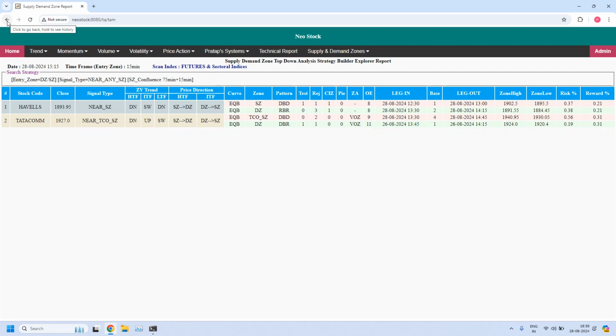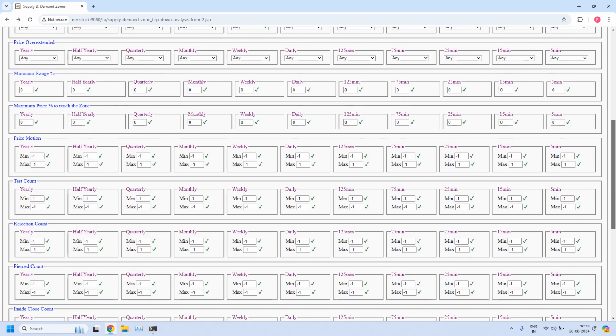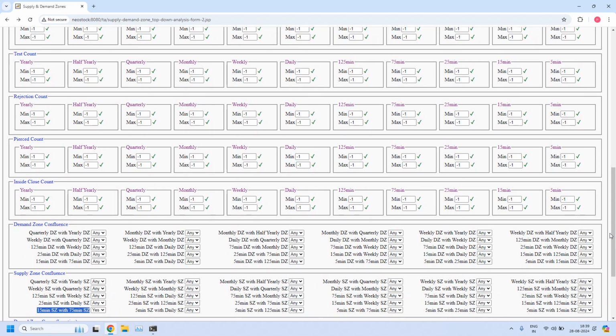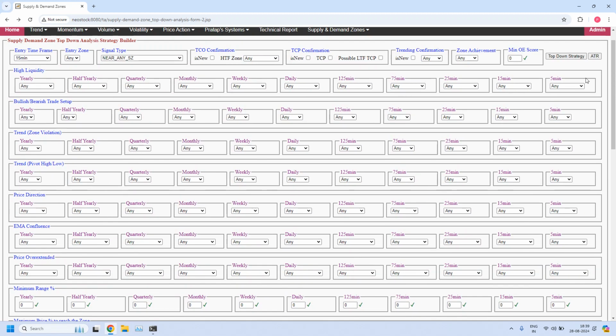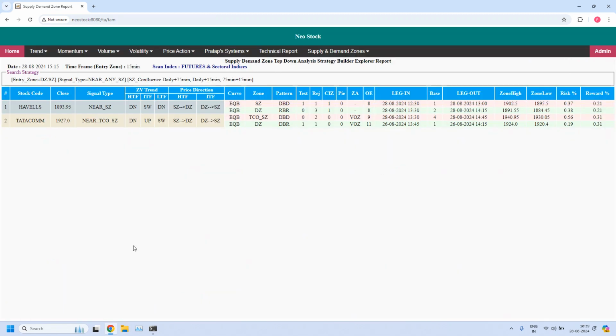Now let's verify whether any of these are having HTF confluence also. That is 15 minute supply zone with daily supply. Enabling. 75 minutes with daily is also enabling, with all these 3 filters. So these 2 stocks are having 15 minutes, 75 minutes and daily zone confluence. But the only problem with these supply zones is that they don't have proper RR. If you can fine tune up to 5 minutes, probably you may get some RR. Okay, this is about 15 minute zones.